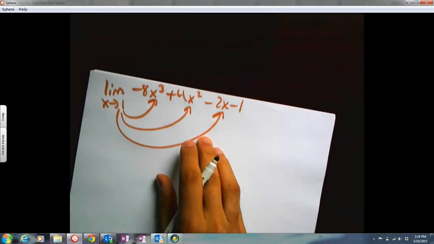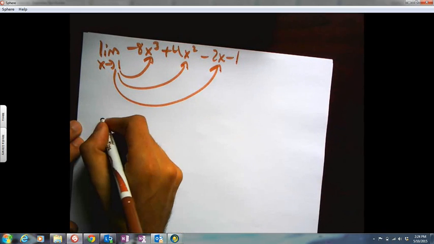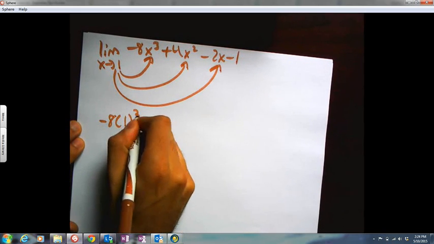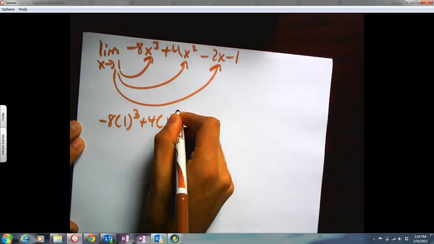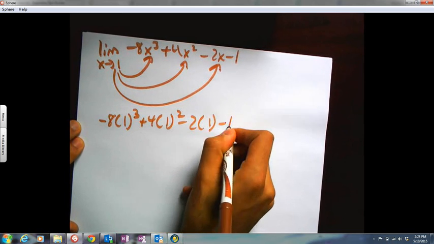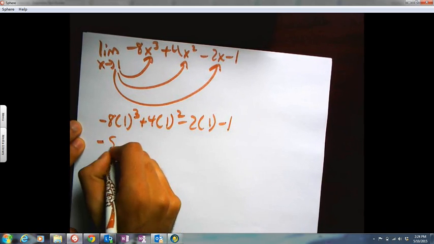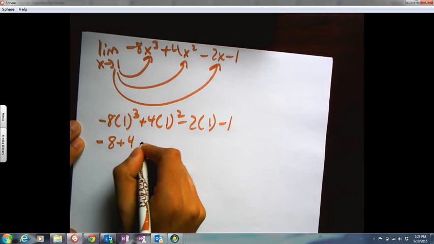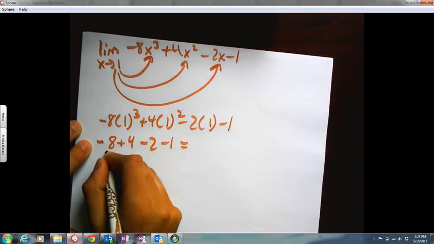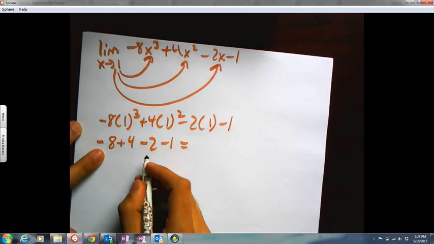So you have negative 8 times 1 cubed plus 4 times 1 squared minus 2 times 1 minus 1. So this gives me negative 8 plus 4 minus 2 minus 1. Negative 8 plus 4 is negative 4. Negative 4 minus 2 is negative 6. Minus 1 is negative 7.